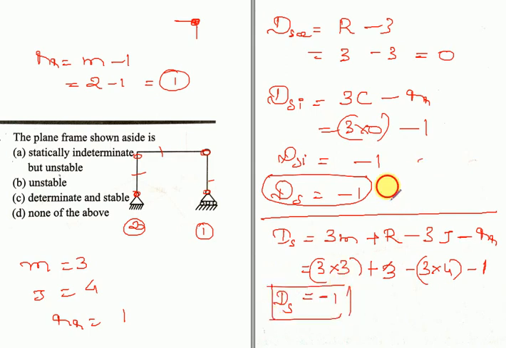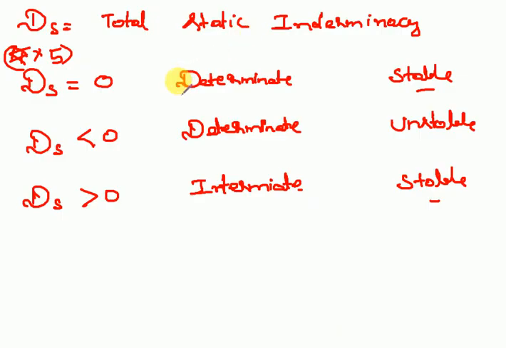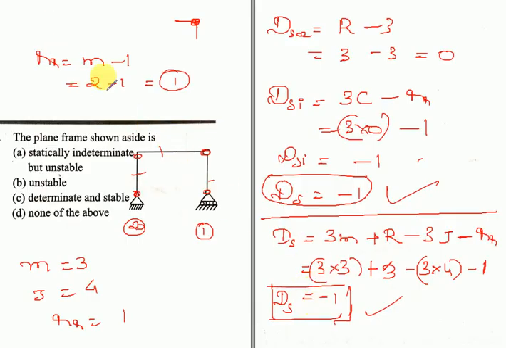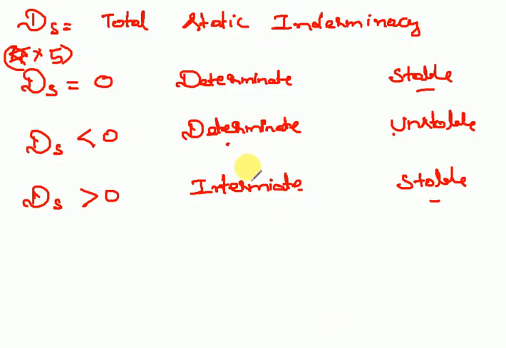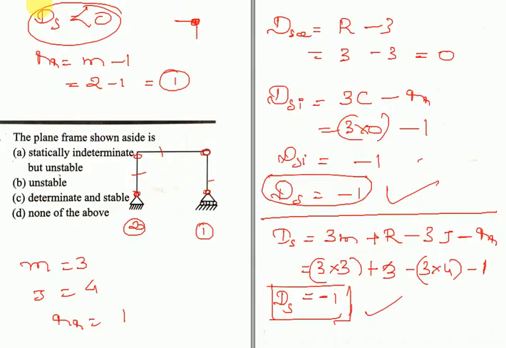So that is the confirmation between these two things. Then in order to find this, let me go to the chart which I had explained. If the value of DS is less than 0, it is determinate and unstable. So the value we have got here is DS less than 0. In this case, what happens? It is determinate but unstable.